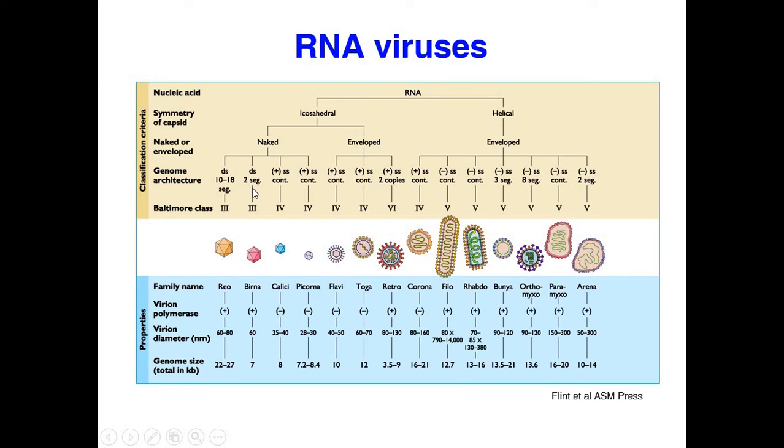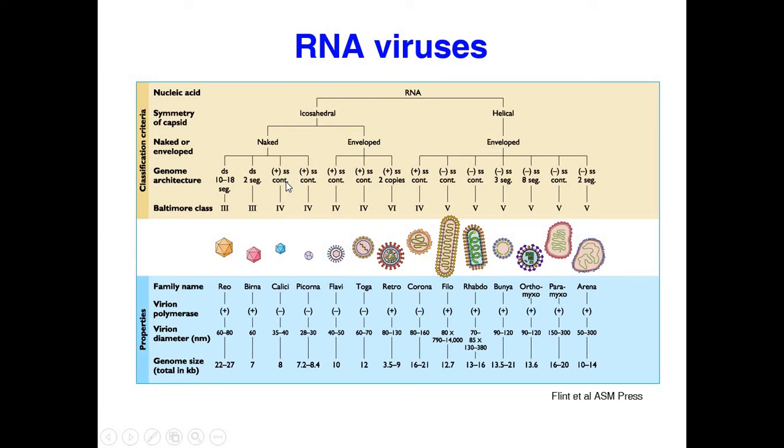The second group is double stranded. I told you earlier that double-stranded RNA viruses with 2 segments are present in group 3. An example is Birnavirus, which also has the polymerase enzyme present, and the size of this virus is about 60 nanometer, and the genome size is 7 kilobase pair.